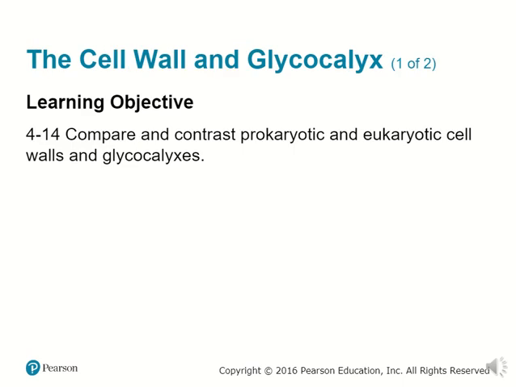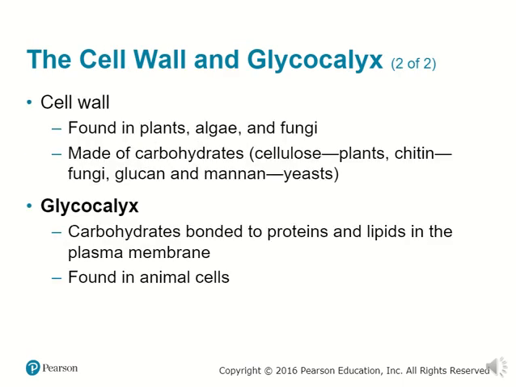Now, continuing on to the cell wall and glycocalyx. Cell wall, it's very unique to plants, algae, and fungi. This is not going to be something in animal cells. And it's made out of carbohydrates. In plants, it's made out of cellulose. In fungi, it's made out of chitin. And in yeast, it will be made out of glucan and mannan. Glycocalyx are carbohydrates bonded to proteins and lipids in the plasma membrane, and they are found in animal cells.